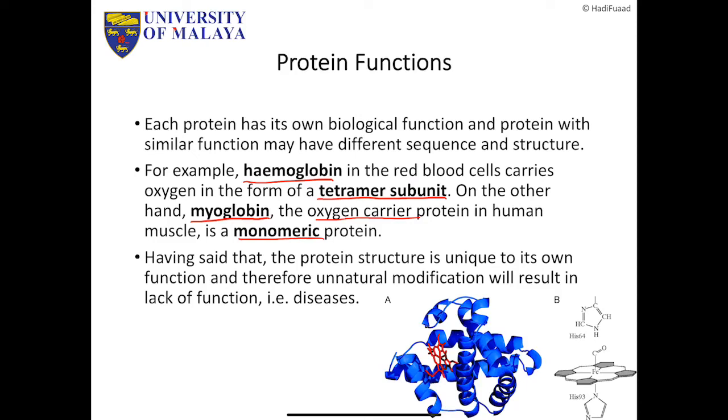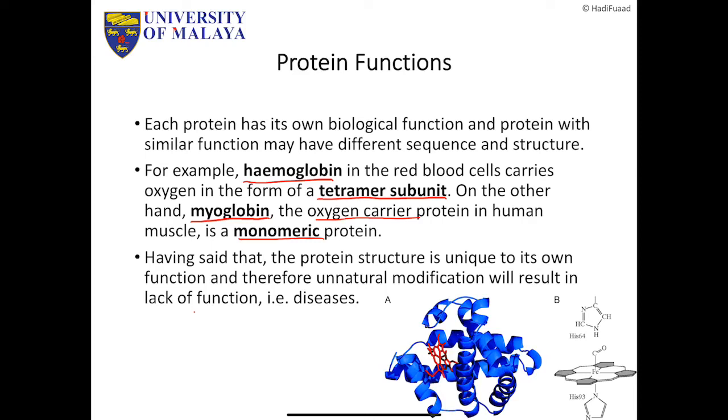Having said that, protein structure is unique to its own function, condition and environment. Because the environment in our bloodstream and muscle are two different things. The muscle is more acidic, because when you move, you produce a lot of lactic acid, so you reduce the pH. So one similar function, two different proteins, two different structures.